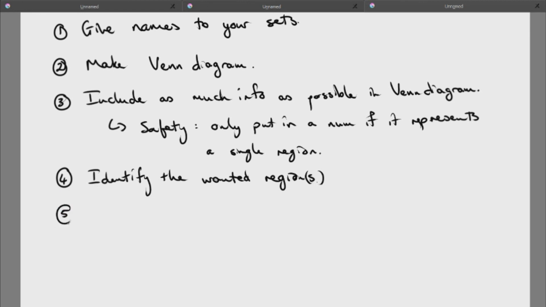And then the very vague, but I can't be more specific, number 5, find the answer. But hopefully by then, it's a little easier than it would have been without those previous steps. All right, so that's going to be my strategy.